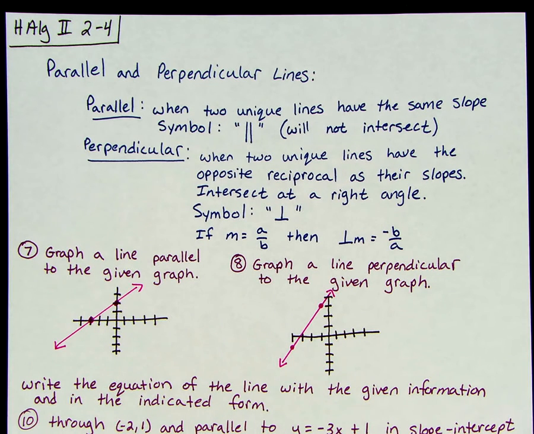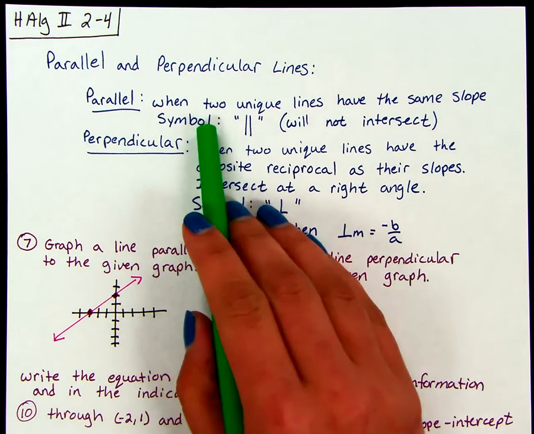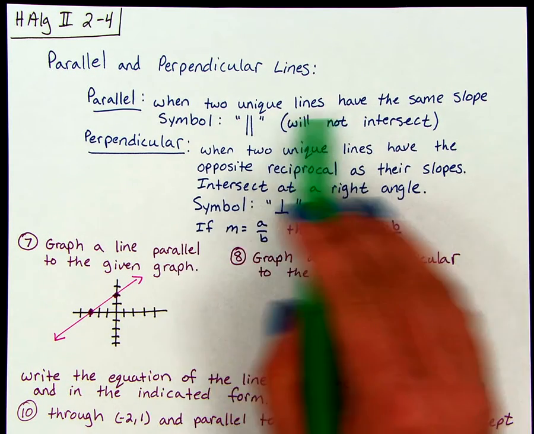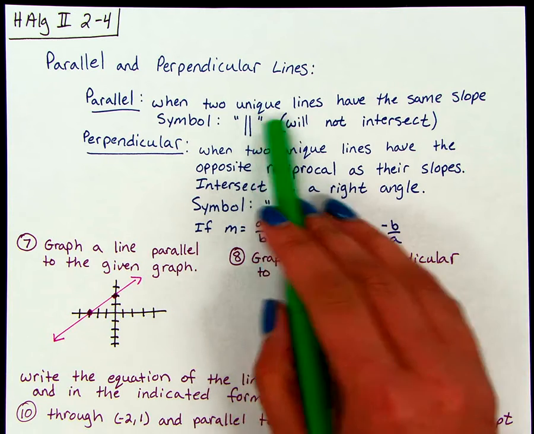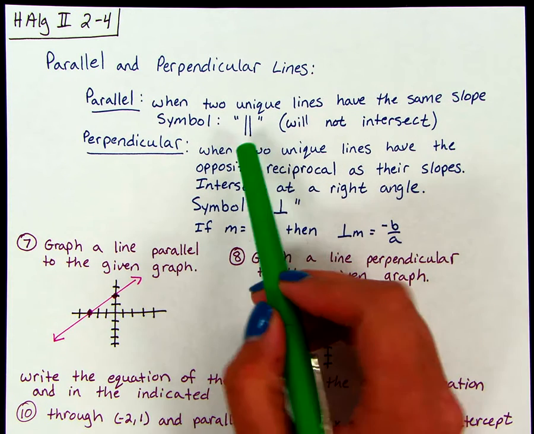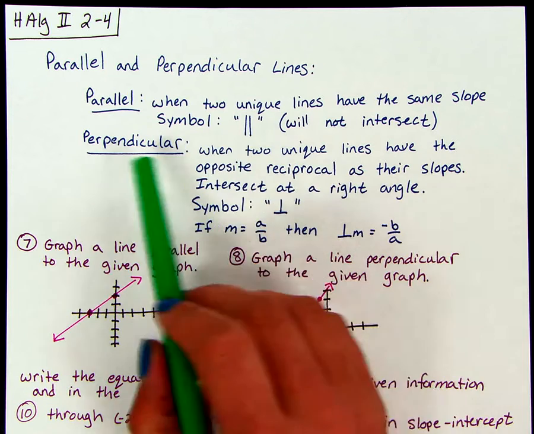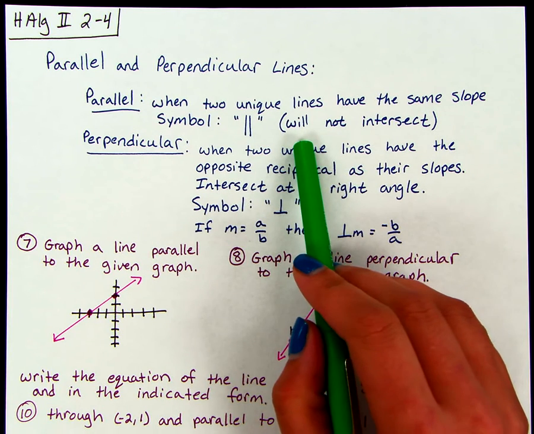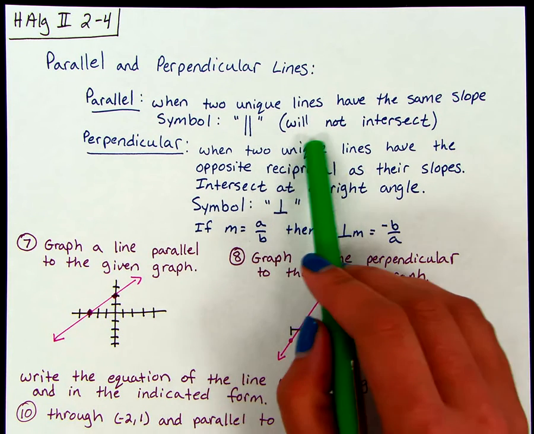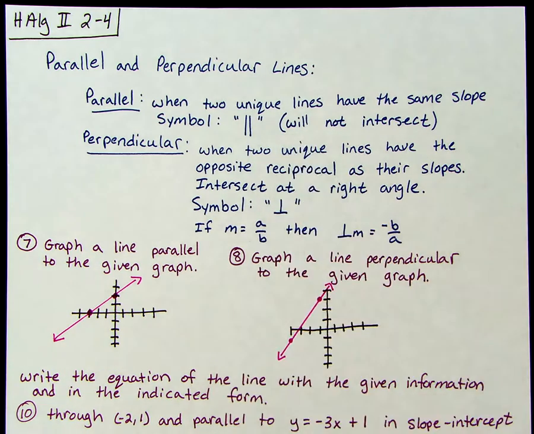All right, the next part of the lesson we're going to be talking about parallel and perpendicular lines. So parallel is when two unique lines, so that just means two different lines, have the same slope. This is going to be our symbol, so two vertical lines for parallel. And when we're thinking about the graphs, they will never intersect each other if they're parallel.